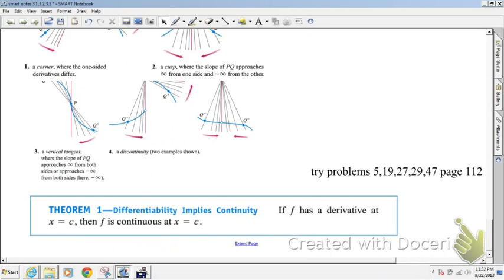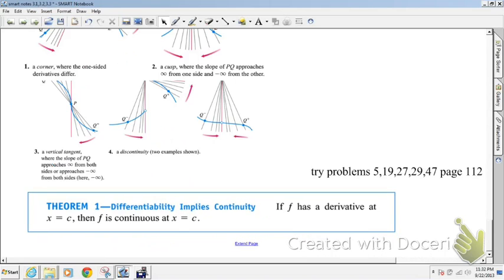If f has a derivative at x equals c, I wanted to mention this theorem as well. If the function has a derivative at x equals c, then the function is continuous. But big note to self, not the other way around.